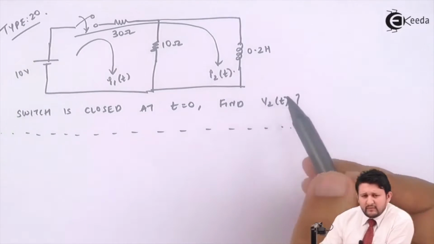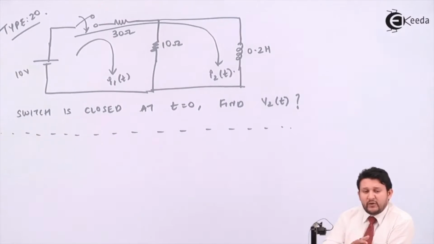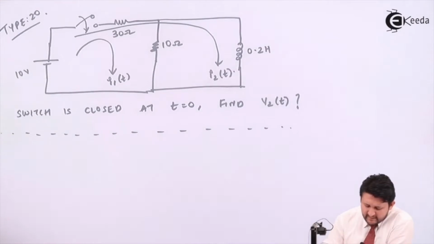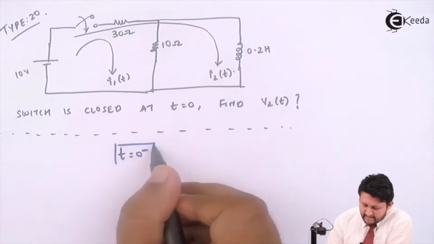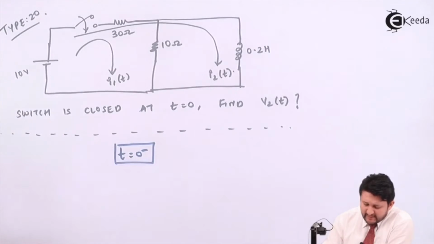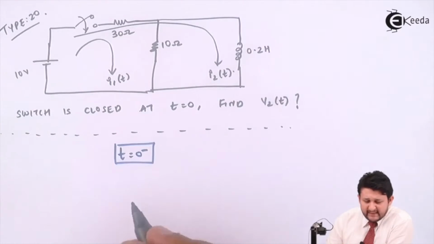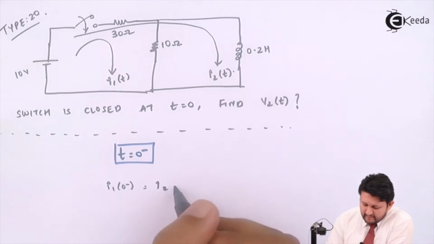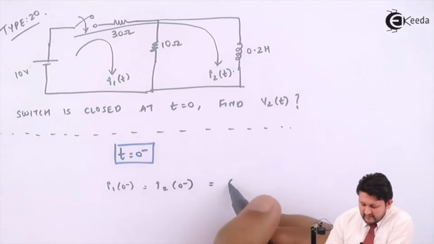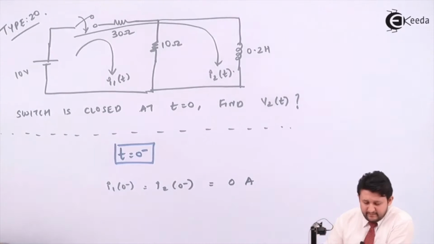If I need to find V2, just assume that you have to find I2 of t. Once you get I2 of t, my dear friends, you will get V2 straight away. Okay, so let's start with it. The first case, at t equal to 0 minus. At t equal to 0 minus, the circuit will remain open as it is. So the current I1 of 0 minus, I2 of 0 minus will be 0.